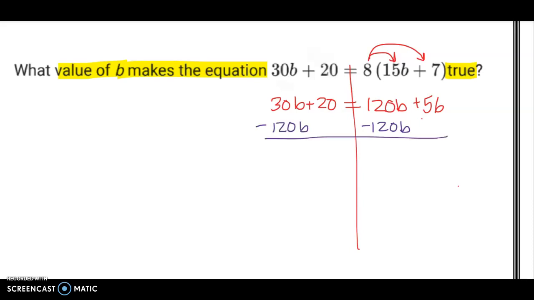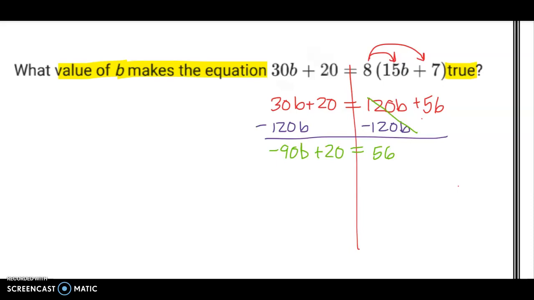Okay, so 120b minus 120b is 0, so there are no b's on the right side. We do have a 56 still though. The 20 on the left, and when we subtract those b's on the left, we get negative 90b. Be careful, those b's tend to look like 6's, so it can get confusing.